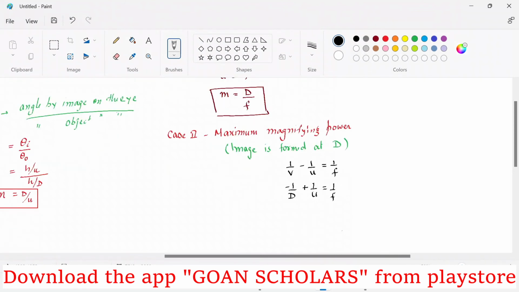Let's multiply the whole equation by minus D. That will become plus 1, minus D by U, and minus D by F. Let's take that to the left hand side: 1 plus D by F, and on the right hand side it will be plus D by U. This D by U is nothing but magnification. So this implies magnification is 1 plus D by F. This is a very, very important outcome. The magnification in case of a simple microscope is 1 plus D by F. What is D? The least distance of distinct vision, and F is the focal length of the lens which we have used. Any doubt, speak up.